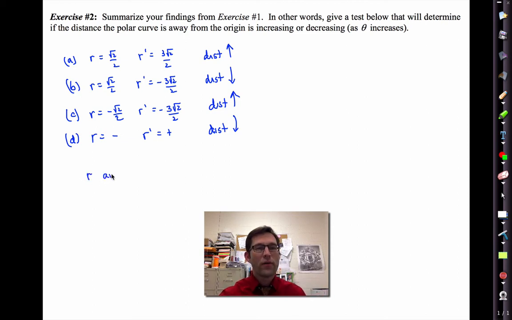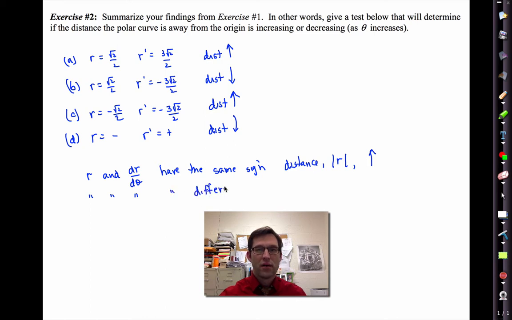So when r and dr d theta have the same sign, the distance, which parenthetically is the absolute value of r, increases. And when r and dr d theta have different signs, then the distance, which is, again, the absolute value of r, decreases.